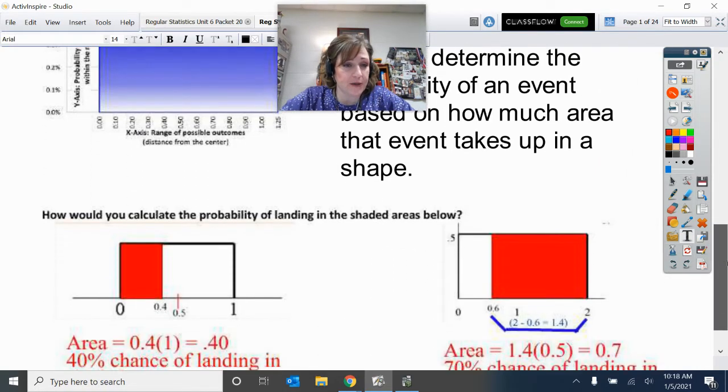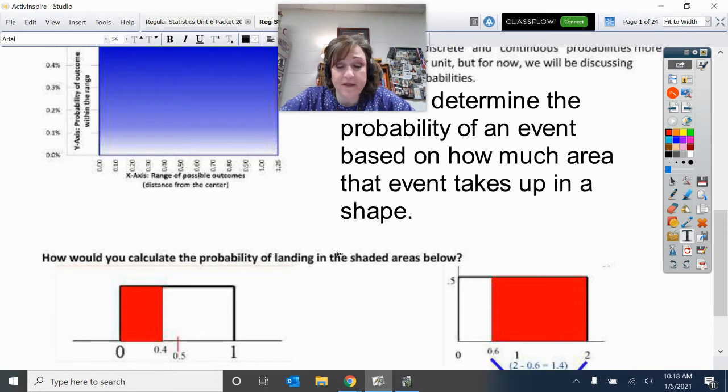So let's take a look at these two things here. How would I calculate the probability of landing in the shaded area? So if I were to throw a dart, and here I have this shape, this rectangle, what's the probability that I would land in the red section? Well, since the red section is 40%, and then this goes all the way across to 1. Now, this is interesting. It is not drawn to scale, but this is 1 high. And the reason I know that this is supposed to be 1 high is because all of the possibilities combined make up how much probability?